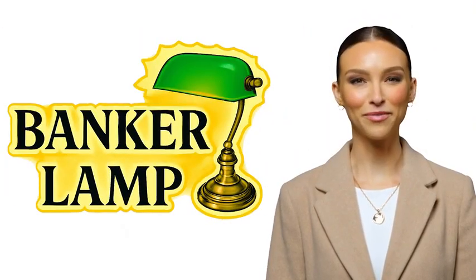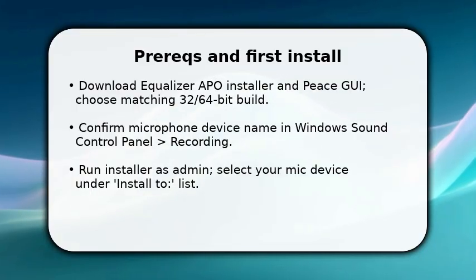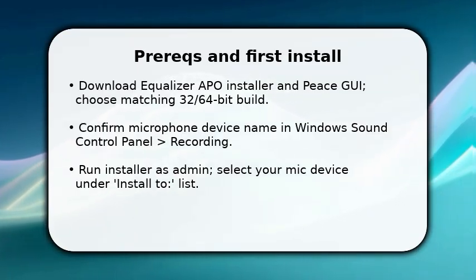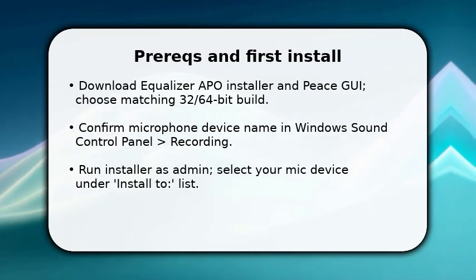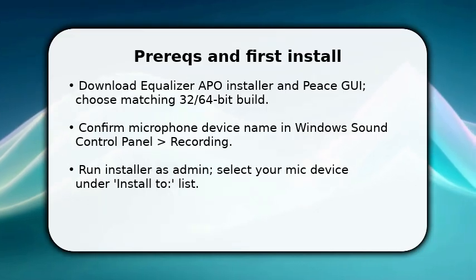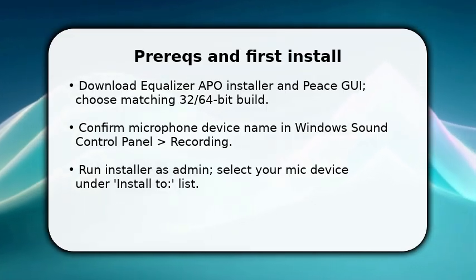Please enjoy the video. You start by preparing the system. Download Equalizer Apo and the optional Piece GUI so you can edit profiles visually. Run the installer as administrator and immediately select your microphone device from the list. This attaches the APO to that input.